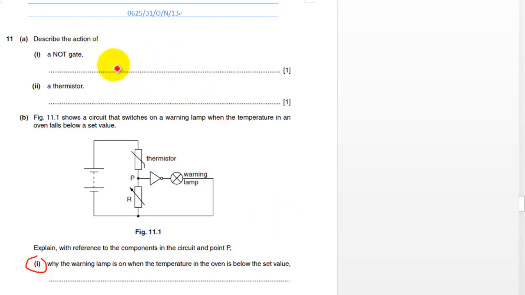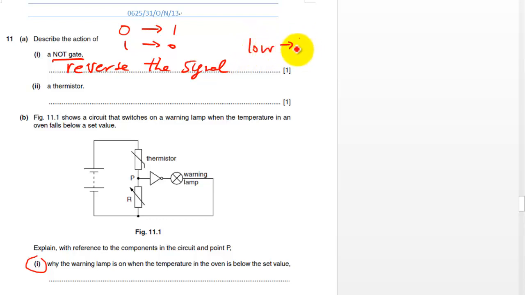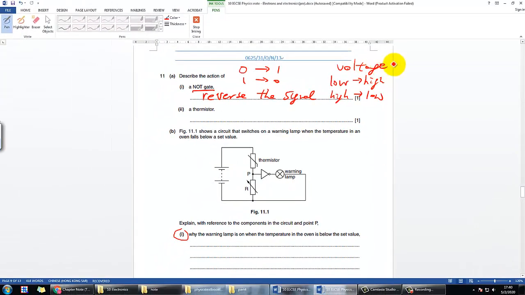For the first part, which is a very simple question, it asks what NOT gates actually do. If you remember, it turns 0 to 1, and 1 to 0. So you may say it will reverse the signal, or you can say it changes the low to high, or high to low for voltage. Either way should do.